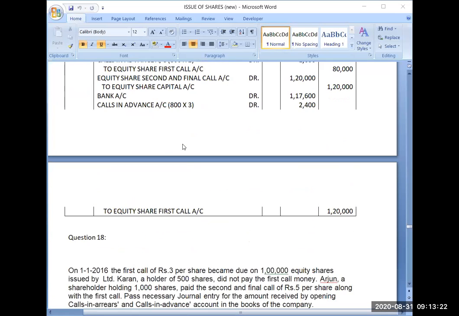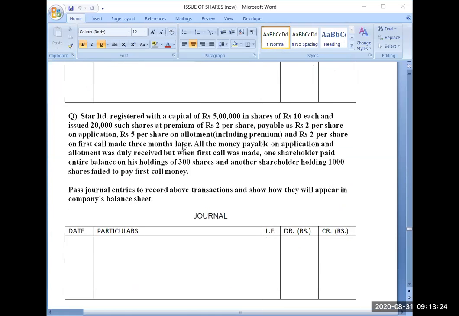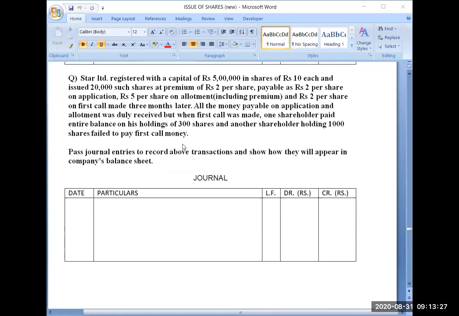So we were doing calls in arrear and calls in advance. Now see this question. Star Limited registered with a capital of rupees 5 lakh in shares of rupees 10 each and issued 20,000 such shares at a premium of rupees 2 per share. So can you tell me the issue price? What is the issue price of the share?